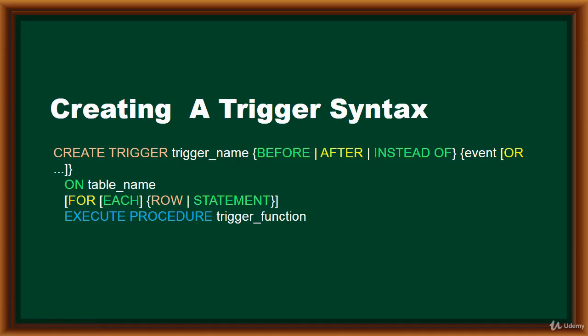As I've earlier explained, there are two kinds of triggers. You have the row level trigger and the statement level trigger, which can be specified with for each row, which is what I've indicated here and which indicates the row level trigger, or for each statement, which indicates the statement level trigger. This execute procedure is what will fire off the trigger function.